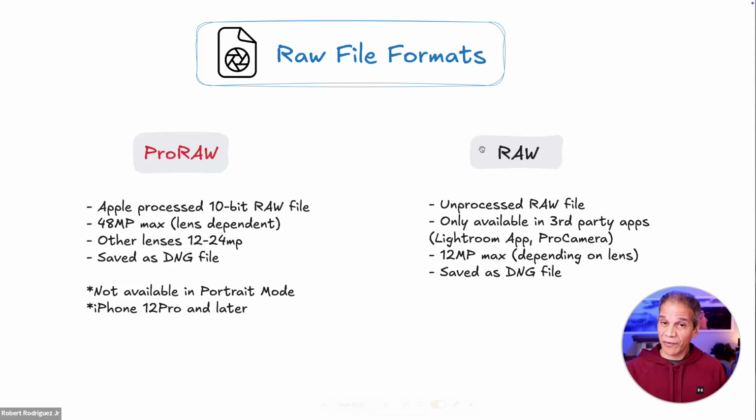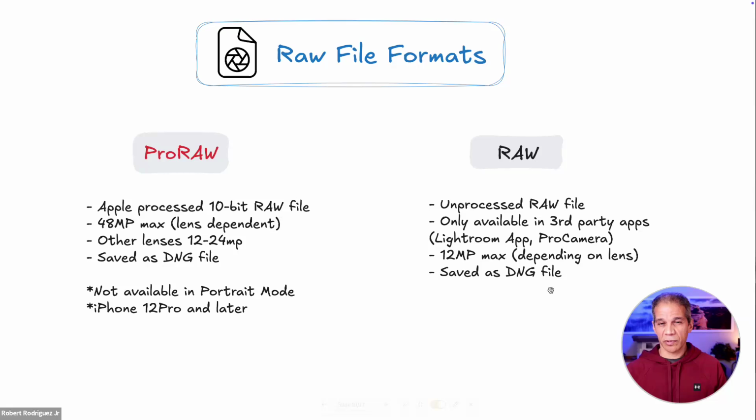So if you install the Lightroom app on your phone, the camera in the Lightroom app doesn't shoot in ProRAW. It only shoots straight RAW. It gives you access to that. Now, the straight RAW format is 12 megapixels maximum. Okay, so you don't get 48 megapixels. You don't even get 24. It's 12 megapixels maximum with straight RAW. It's also saved as a DNG file. So you would think, well, I should probably use ProRAW most of the time, perhaps, but there are some instances where you may want to use RAW instead.